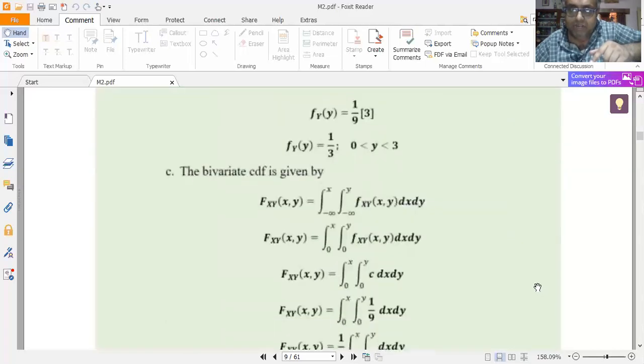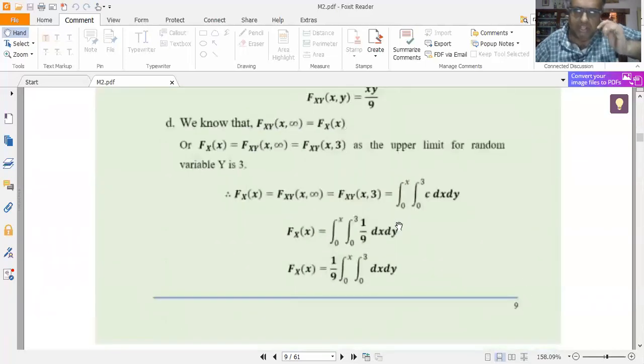So here is where we should be a little bit careful. That's why I get Fxy of x comma 3, as the upper limit for random variable y is 3 by definition. You can see the problem statement just as I have shown you. So Fx of x is equal to Fxy of x comma infinity, equal to Fxy of x comma 3, which is equal to integral 0 to x, integral 0 to 3, c dx dy. This is equation 1 or 2 of our previous video. Now c is equal to 1 by 9, substitute.